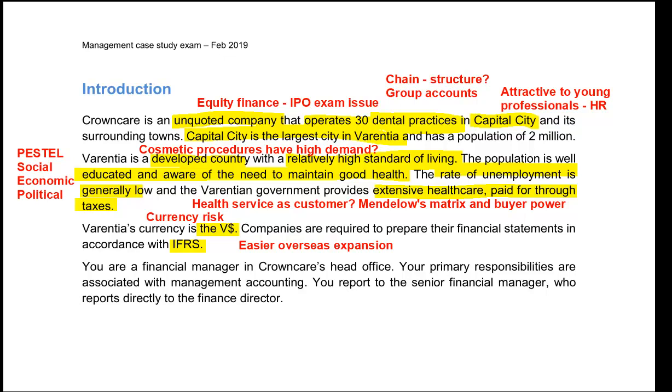So, we are told that we are a financial manager in Crowncare's head office, and our primary responsibilities are with management accounting. Now, this comes up in every single pre-seen. However, it's crucially important. This is the examiner telling us that we're now a step above what we're used to.